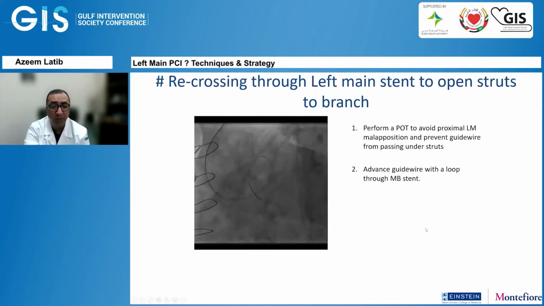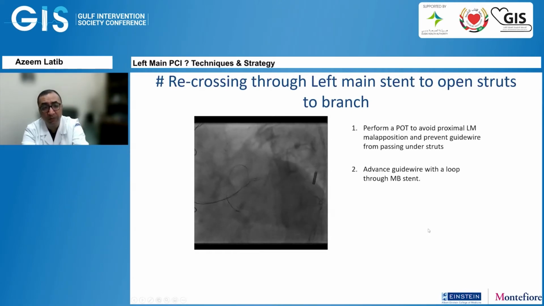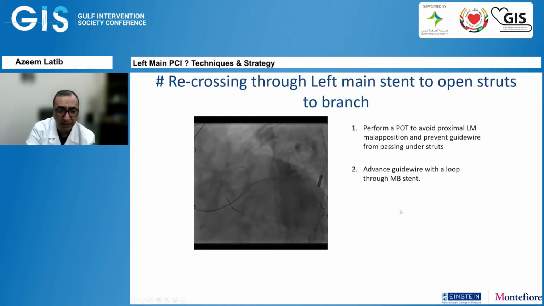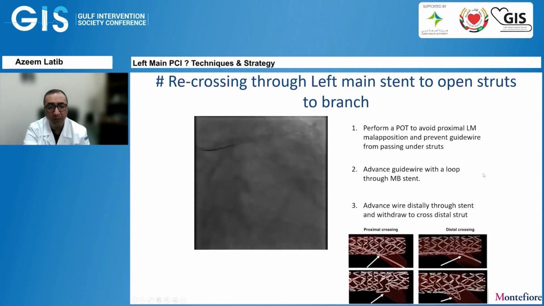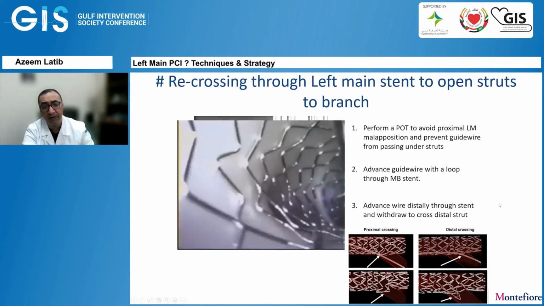Then you want to advance the guide wire, usually with a loop. I go all the way through the main branch stent, and then I come back to try and wire my side branch. And the technique for wiring is really the pullback technique. We go distal, we then come slowly back, okay? And then as we come to the side branch, we wire. If you do it in this way, you're more likely to get through the distal strut, which will allow you, when you kiss, to have better scaffolding.